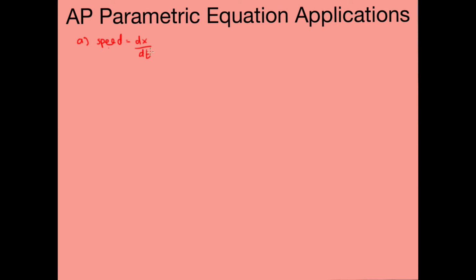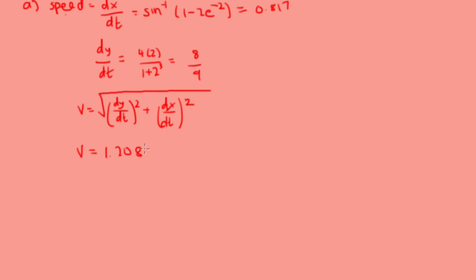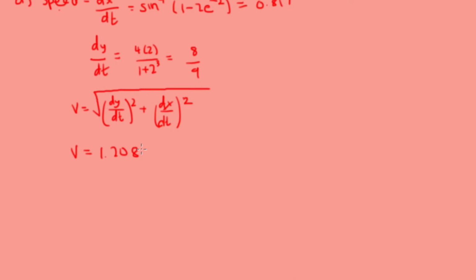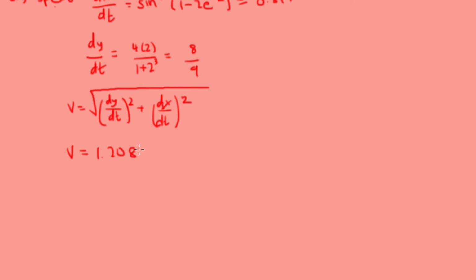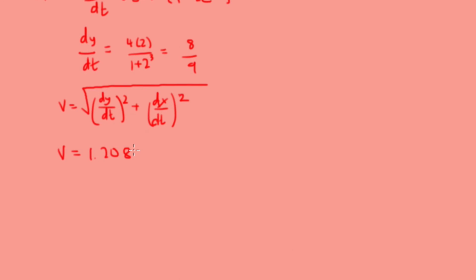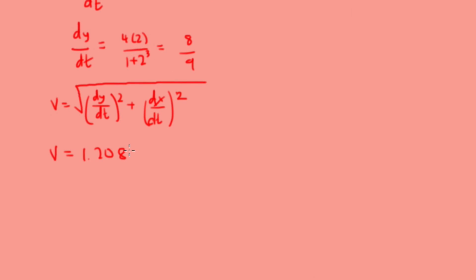When finding the speed, we find that dx over dt is equal to the sine inverse of 1 minus 2e to the power negative 2, which you get is equal to 0.817. Then we find dy over dt is equal to 4 times 2 over 1 plus 2 cubed, which is 8 over 9. And the speed is found using the equation square root of dx over dt squared plus dy over dt squared. And when we input all the values that we just found into that equation, we get 1.208.